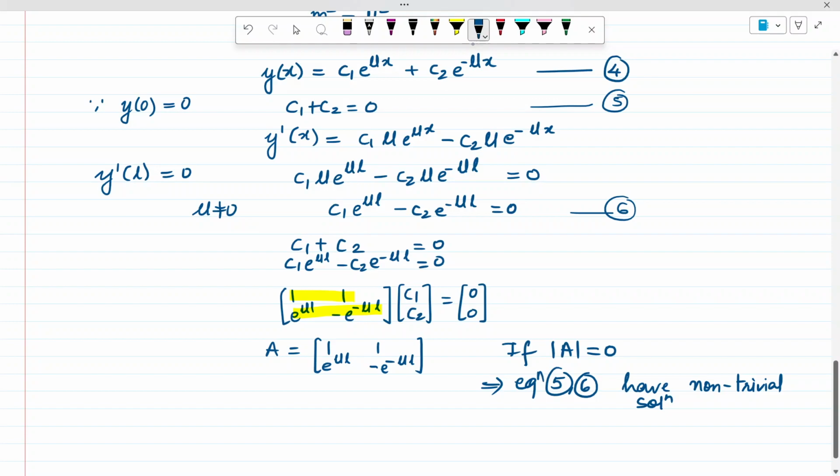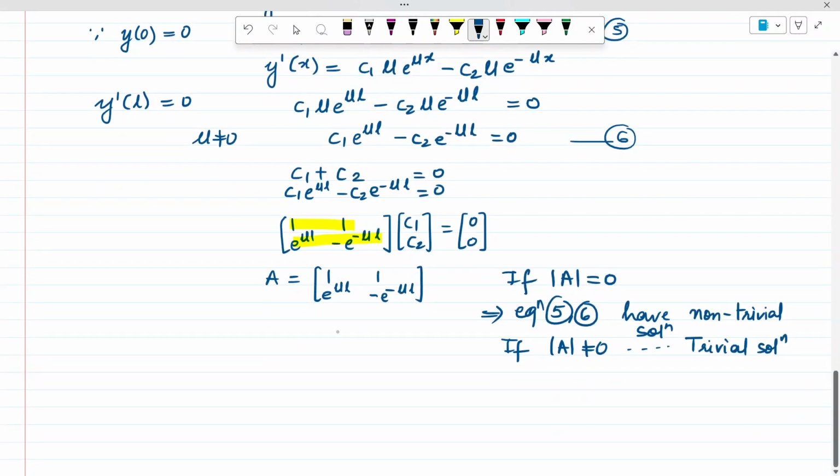Is this okay? Okay. So let's see if this determinant will become 0 or not. If it is non-zero, it will have a trivial solution. So this is the theory from linear algebra. Let's calculate the determinant of A here. I'll get negative e raised to mu L minus e raised to mu L again. So this is negative 2 times e raised to mu L.